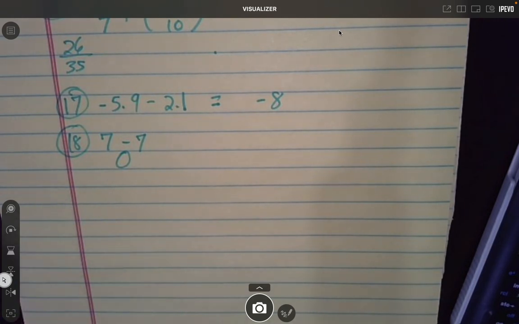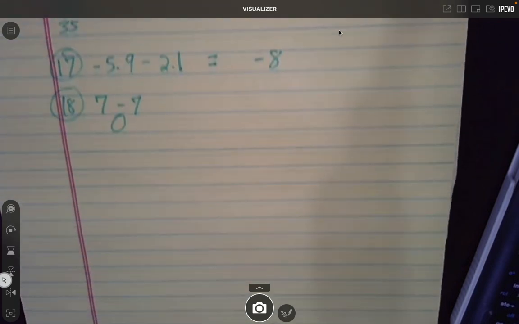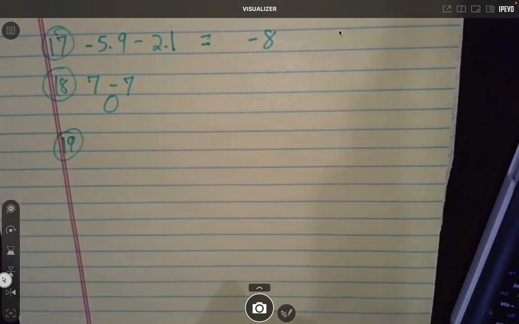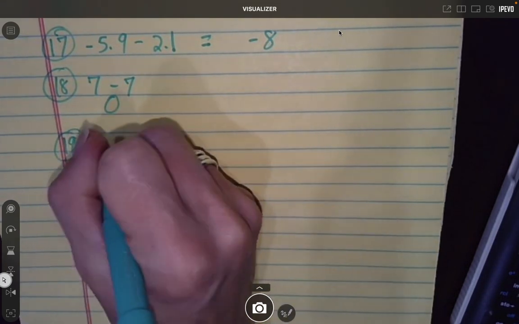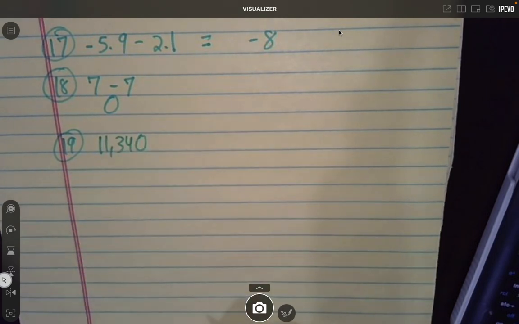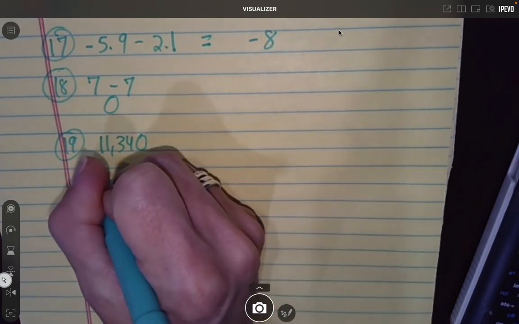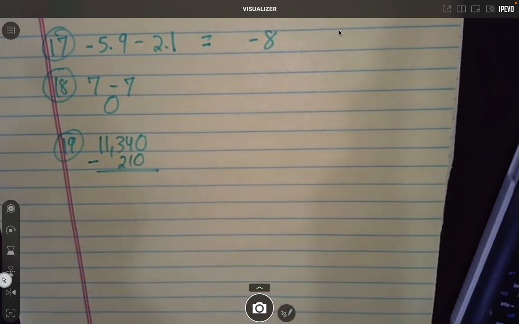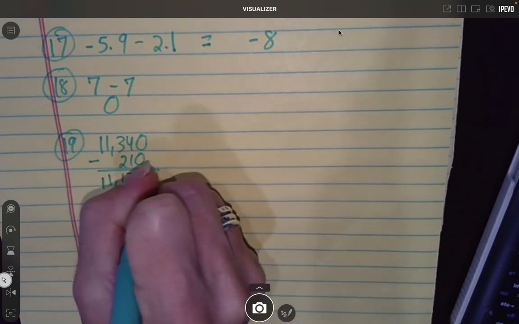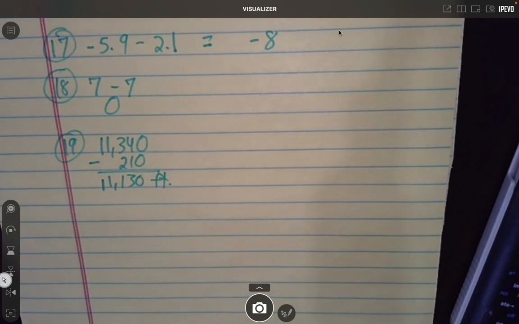All right. Number 19. I don't know if I see one like this on there. It says a mountain climber ascends to its peak. What does ascend mean? It goes up. So they're at 11,340 feet above sea level. Then it says they descend 210. So what does that mean to descend? To go down. So I would subtract 210. And what did y'all get on that one? C. Yes, 19 is C. It is 11,130 feet. But I don't see that one there.